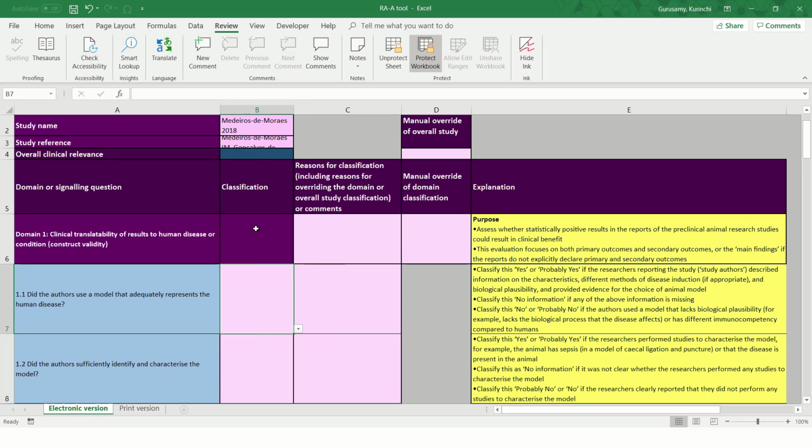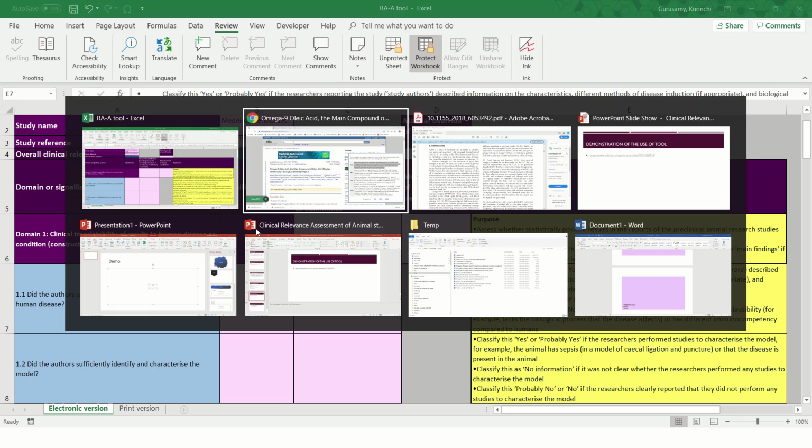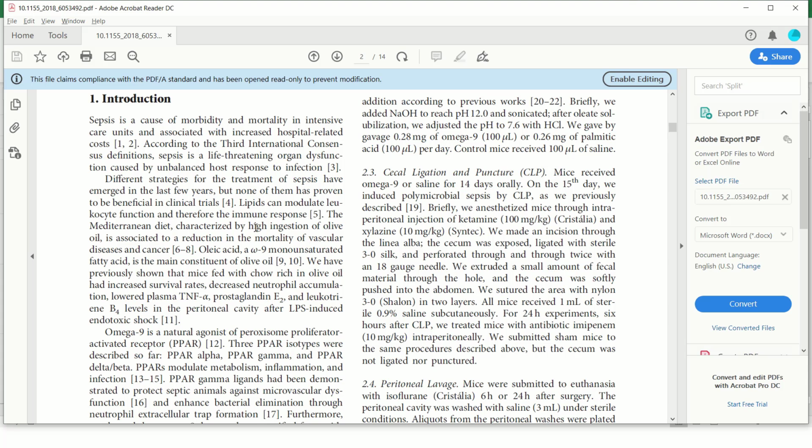Okay, so domain one, signaling question one: did the authors use a model that adequately represents the human disease? Now, classify yes or probably yes if the researchers reporting the study described information on the characteristics, different methods of disease induction, and biological plausibility, and provided evidence for choice of the animal model. So they have to provide me evidence for the choice of the animal model.